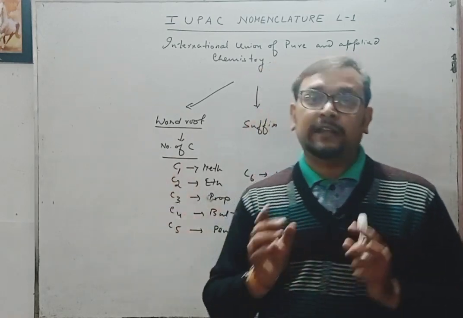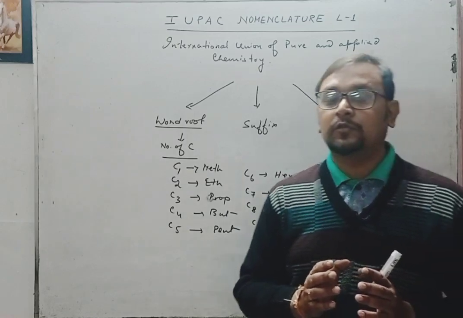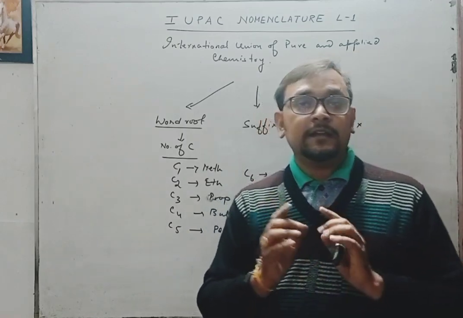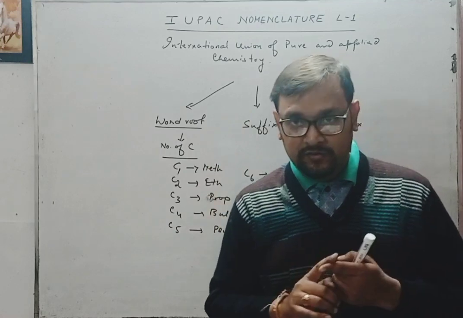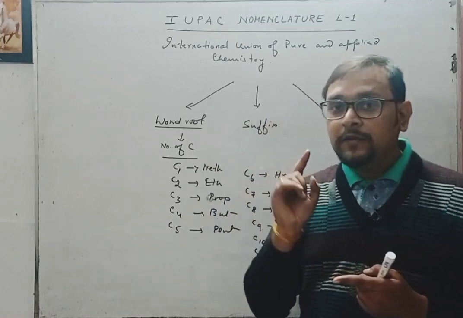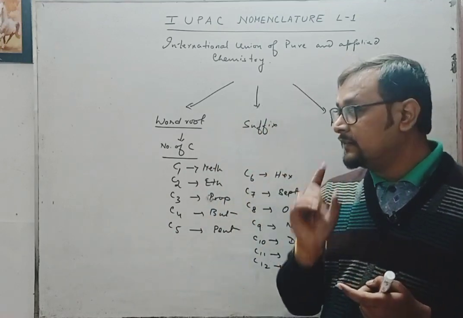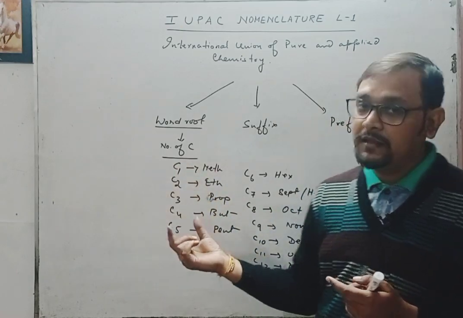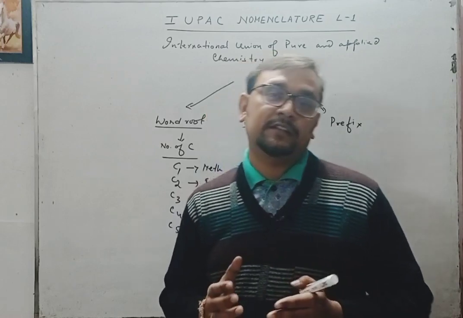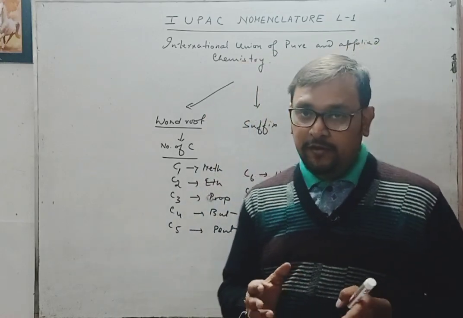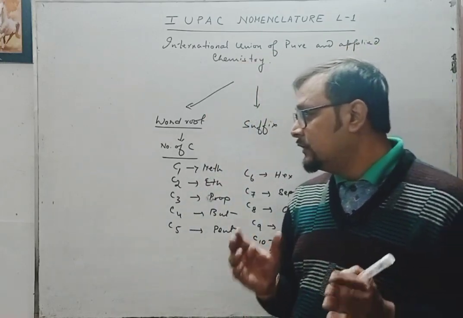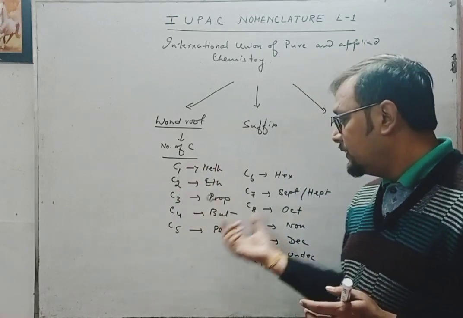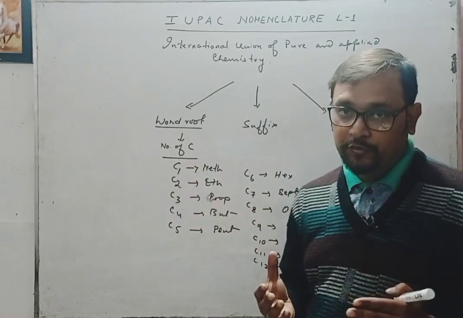Very soon you will see that there are some rules we are going to follow, where you have to select the longest chain. When we select the longest chain, the word root gives you the idea about the number of carbons present in it. The first thing you need to do is remember these word roots.